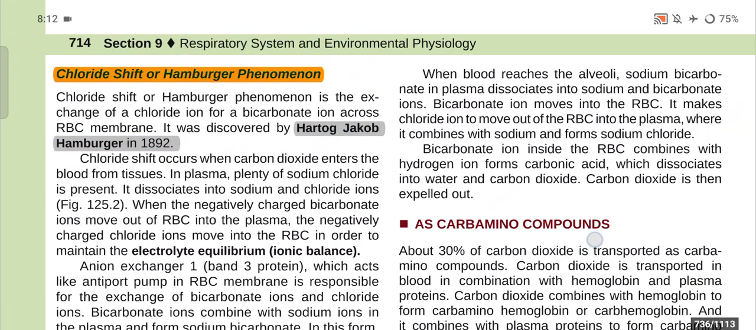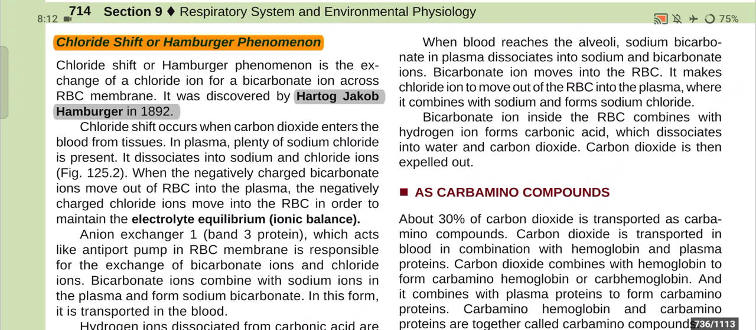The chloride shift occurs when carbon dioxide enters the blood from the tissues, and in plasma plenty of sodium chloride is present, and it dissociates into sodium and chloride ions. When the negatively charged bicarbonate ions move out of the RBC into the plasma, the negatively charged chloride ions move into the RBC in order to maintain the electrolyte equilibrium or ionic balance.